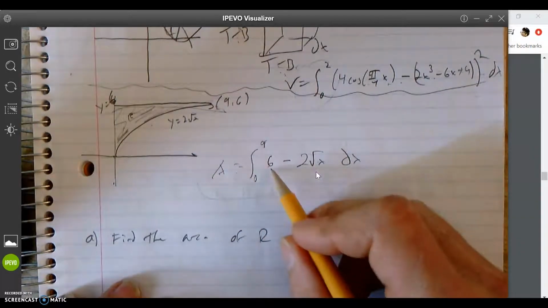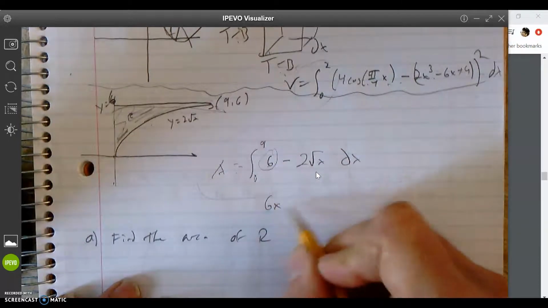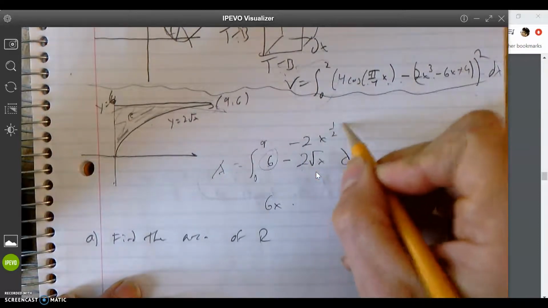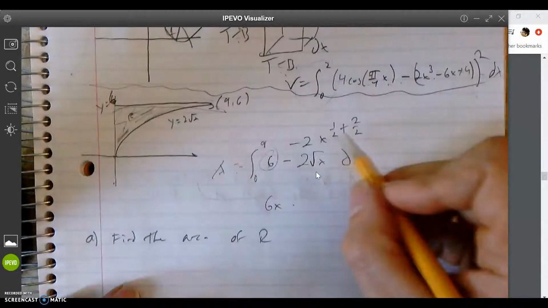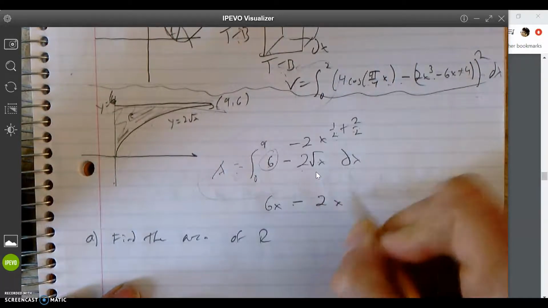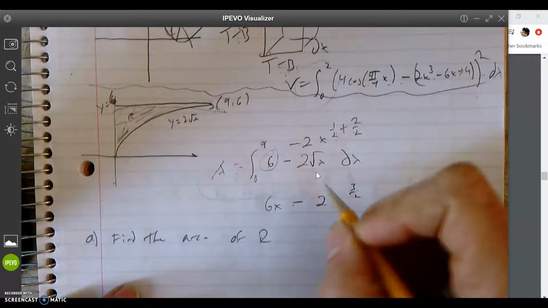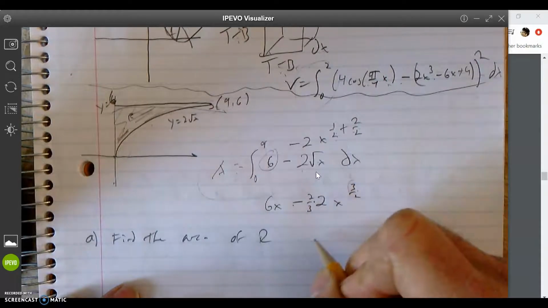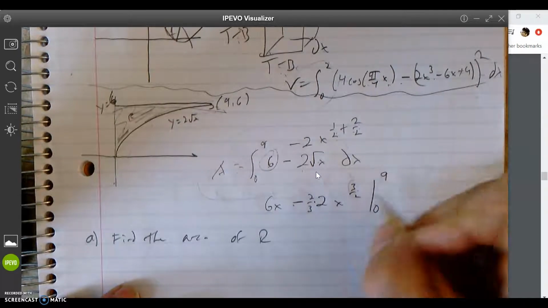Next you have to do this by hand, so we have to find the antiderivative. The antiderivative of 6 is 6x. And this is 2 times x to the 1/2. You add 1 to the exponent for the antiderivative, so that's going to be 3 over 2. So it's minus 2x to the 3 over 2, and then you have to divide by 3 over 2. That's the same as multiplying by the reciprocal, which is times 2 over 3. And you're going to plug in 0 and 9.